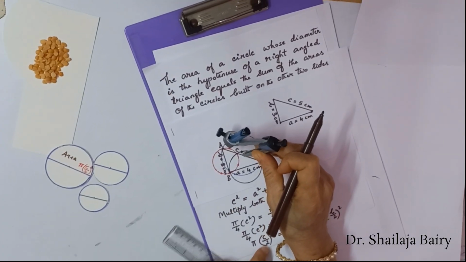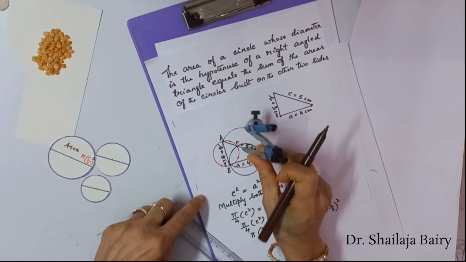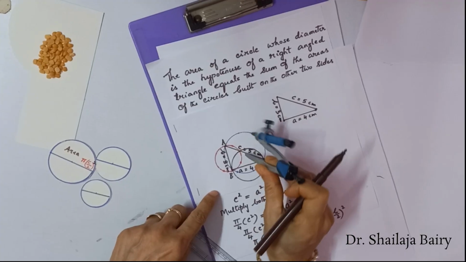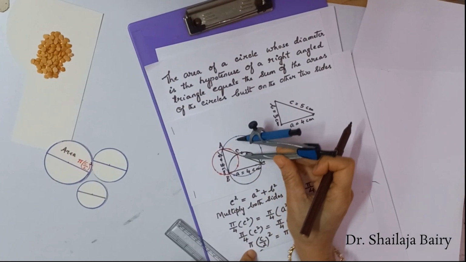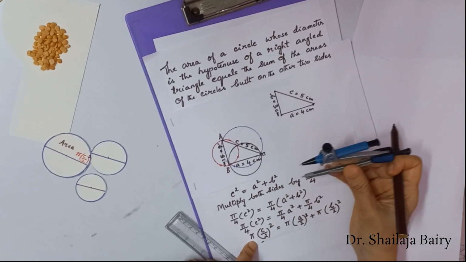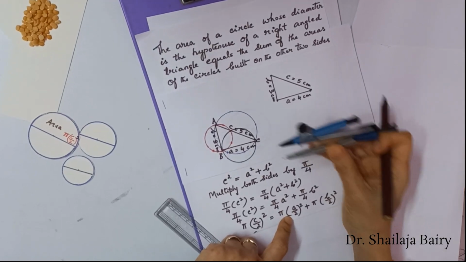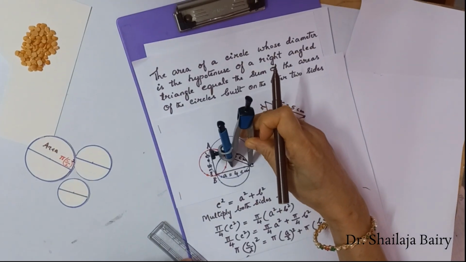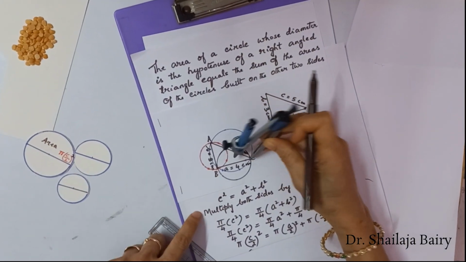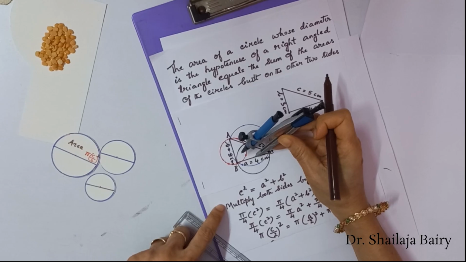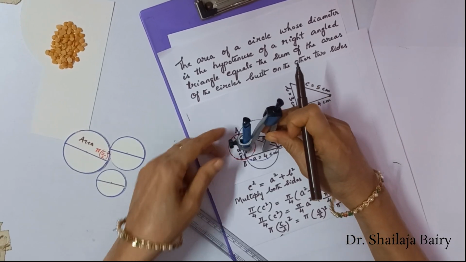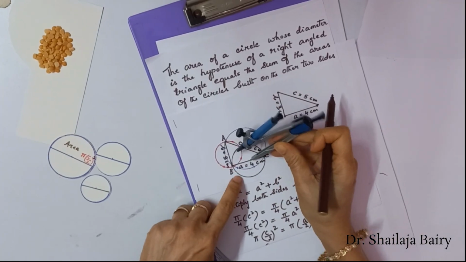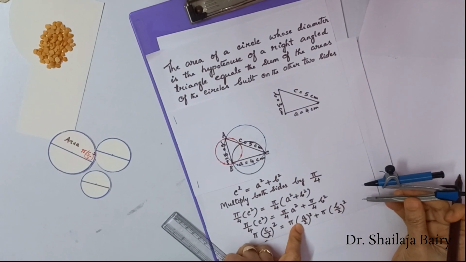Is it not pi into c by 2 whole square, the area of this circle, the purple circle whatever we have drawn? So it is this biggest circle. Area is pi into c by 2 whole square. Similarly, pi into a by 2 whole square, where a by 2 is 2 units, is the radius of the medium-sized circle, which is on the base BC, half of that. So its area is pi into a by 2 whole square.